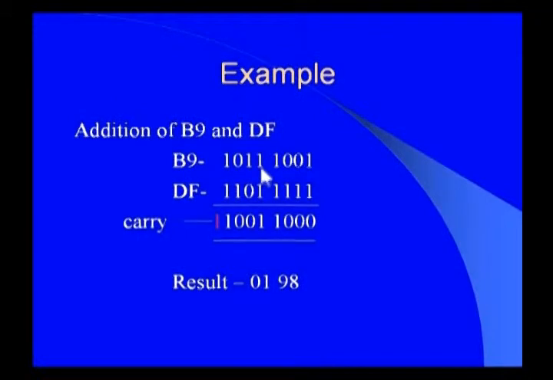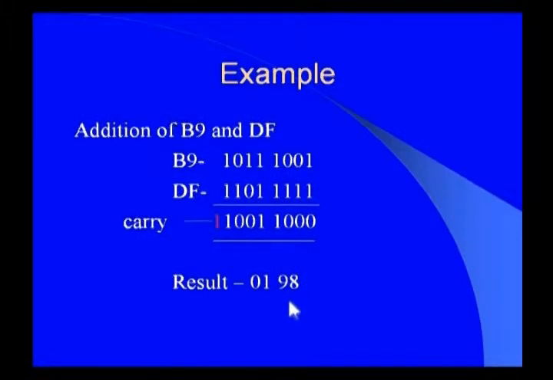For example, if you add the 2 numbers B9 and DF, take B9 as 1011 1001 and DF as 1101 1111. If you add these 2 numbers, you will get 1001 1000 and carry is 1. So the result is 0198.